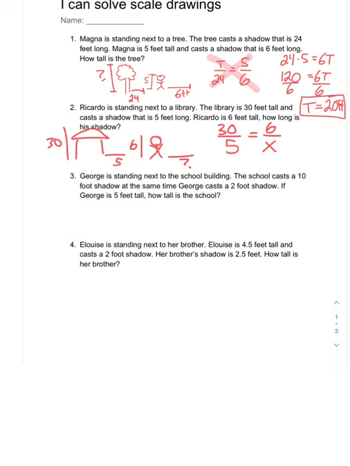I'm going to keep going with number 3. So George is standing next to the school building. The school casts a 10-foot shadow. At the same time, George casts a 2-foot shadow. If George is 5 feet tall, how tall is the school?